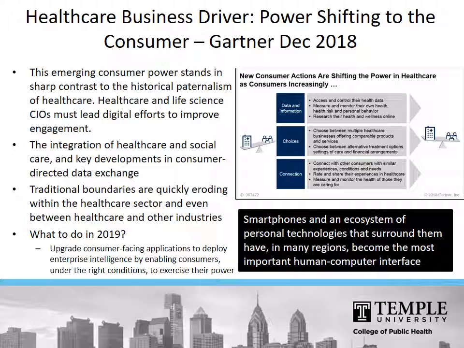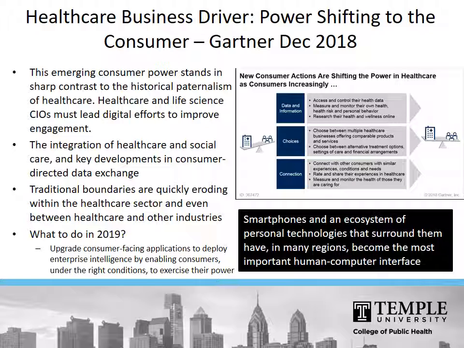And we'll talk a little more about that in the next couple of slides. So what to do in 2019? We need to make sure as healthcare informatics professionals, we upgrade consumer-facing applications to deploy enterprise intelligence by enabling consumers under the right conditions to exercise their power. And you can see in this graphic here how new consumer actions are shifting the power in healthcare as consumers are increasingly looking at data and information, choices that they're making, and connections.